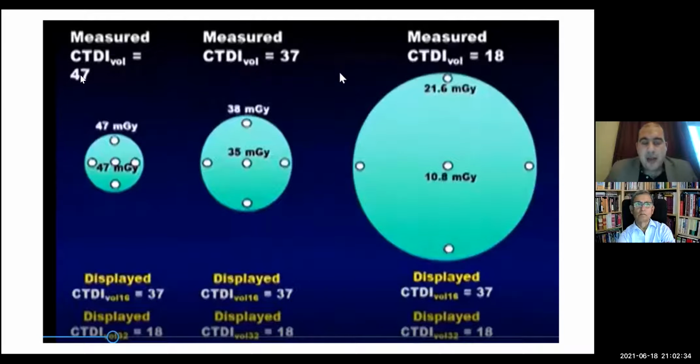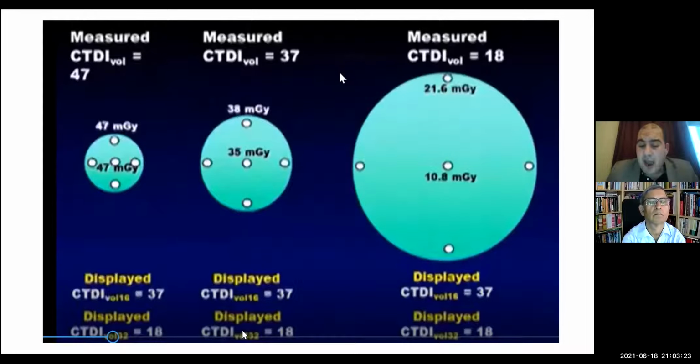Here you will get 47 milligray. Okay, if we compare this value with the displayed CTDI volume using the 16 centimeter phantom here, which is displayed by the machine, it will be 37, okay? So there is a difference between the measured value, which is real, and the displayed value, okay? Also for this one, 16 centimeter, you will get for the displayed value 37, the same, yes, because our measurements for 16 centimeter and the displayed CTDI volume are calculated from the same phantom, okay?